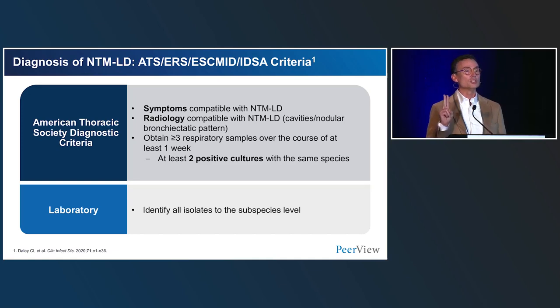And really you want 2 sputum samples that are positive for the same species, or you want a bronchoscopic specimen that is positive. And then from a laboratory standpoint, we like identification to the subspecies level, and if possible, we like macrolide susceptibility as well as aminoglycoside or amikacin susceptibility.